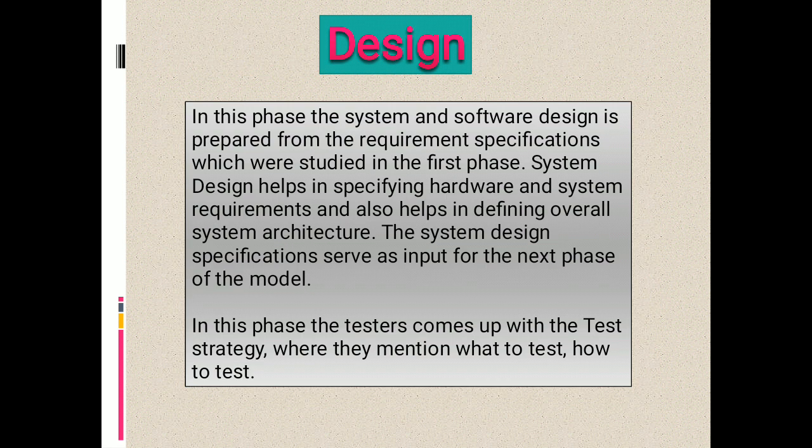The next phase is design. In this phase, the system and software design is prepared for the requirement specifications which were studied in the first phase. System design helps in specifying hardware and the system requirements and also helps in defining overall system architecture. The system design specifications serve as input for the next phase of the model. In this phase, the testers come up with the test strategy where they mention what to test and how to test.